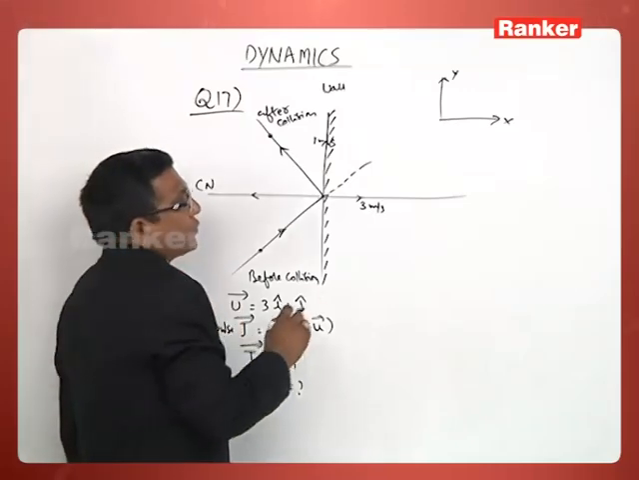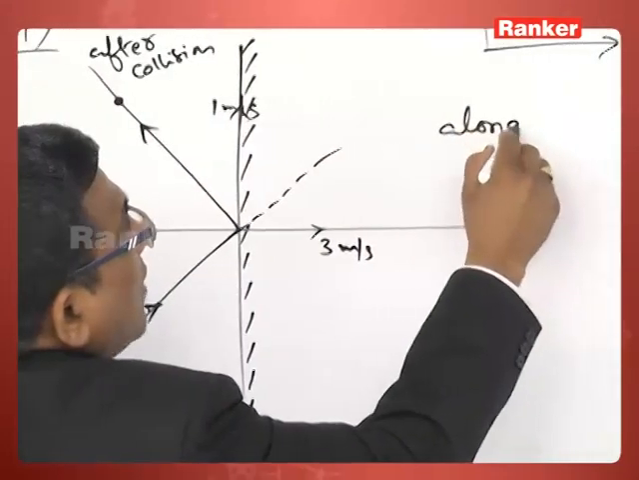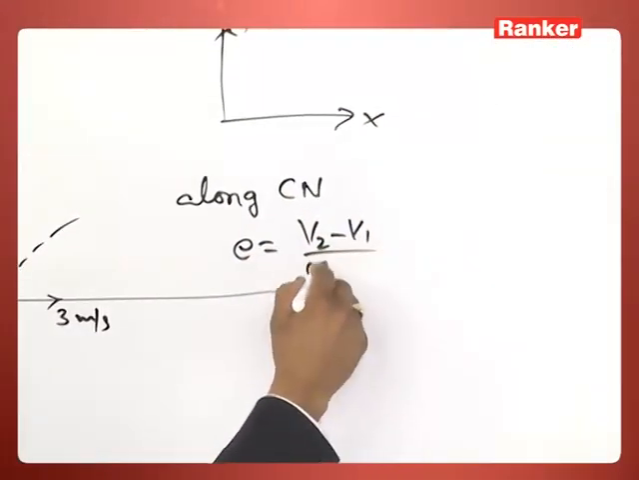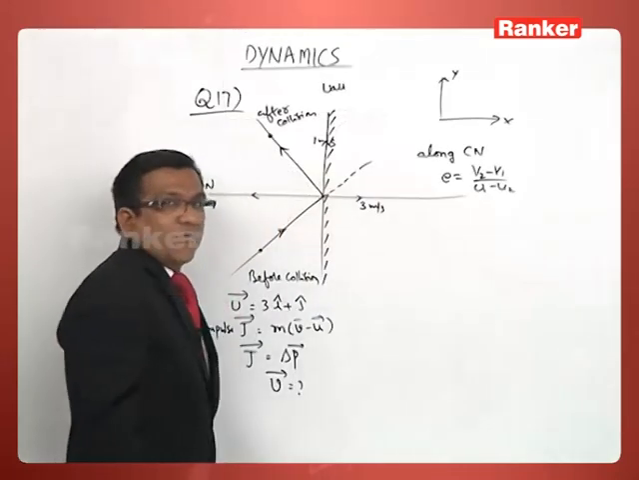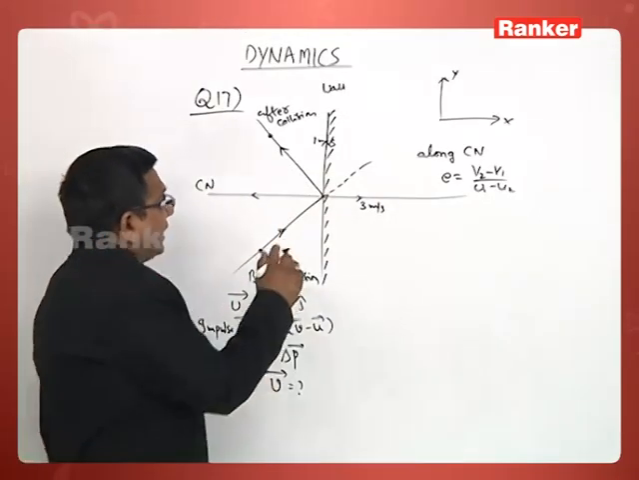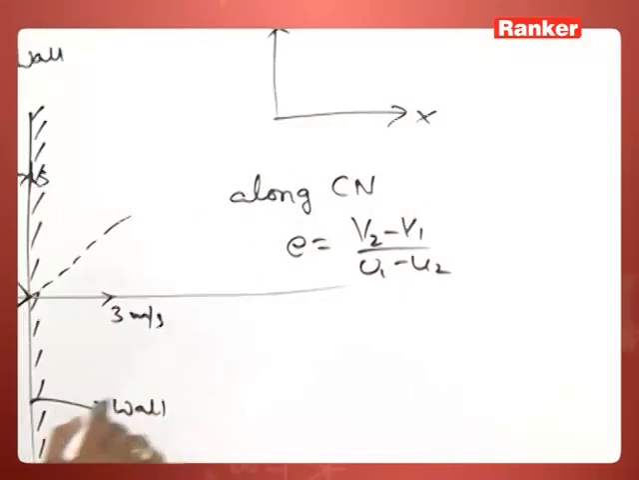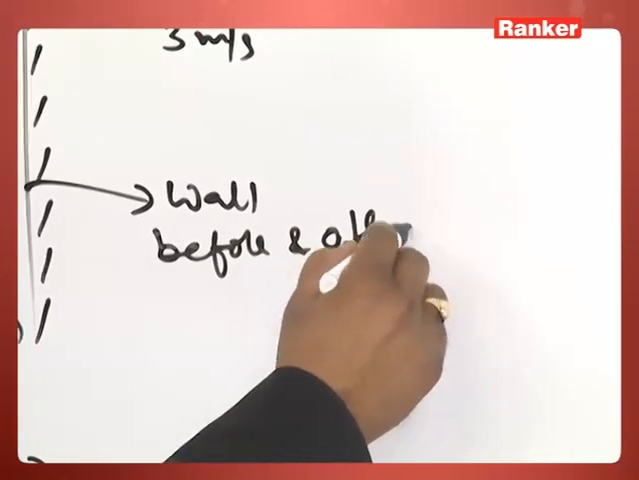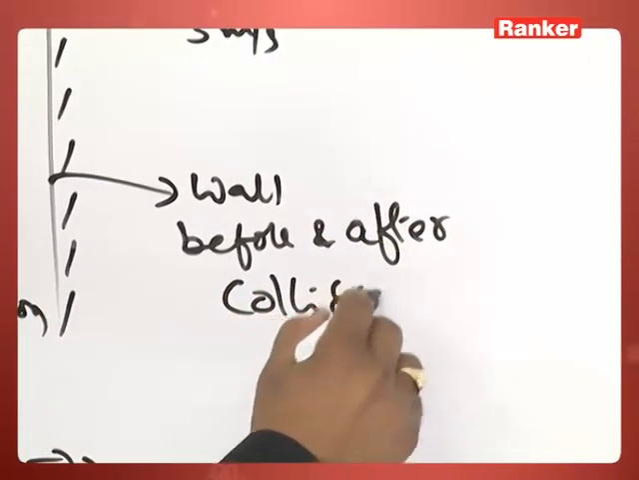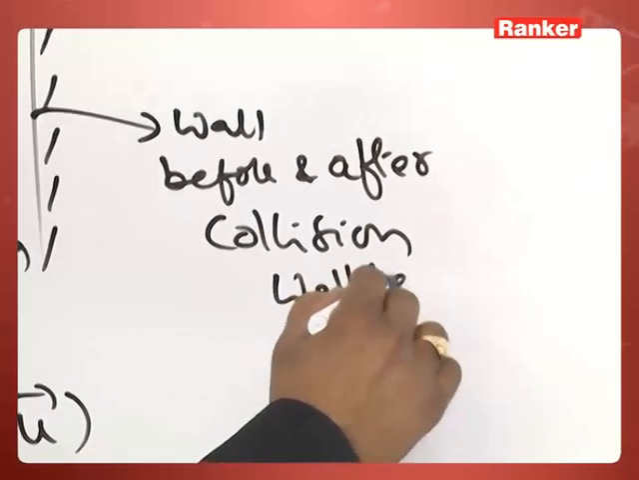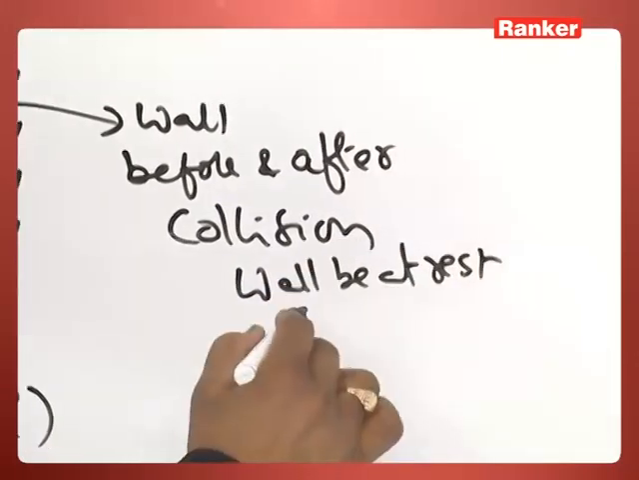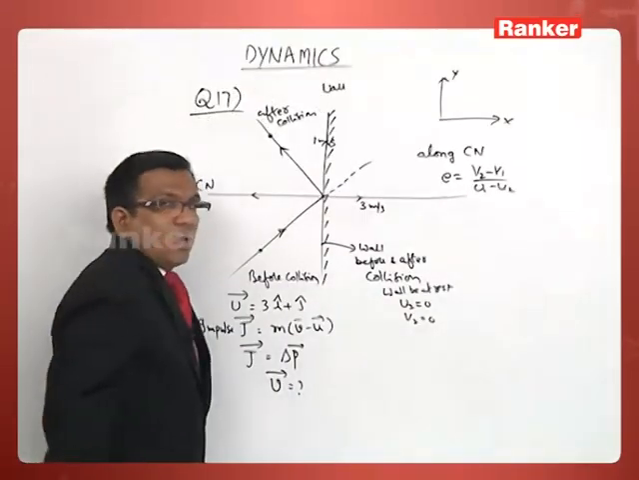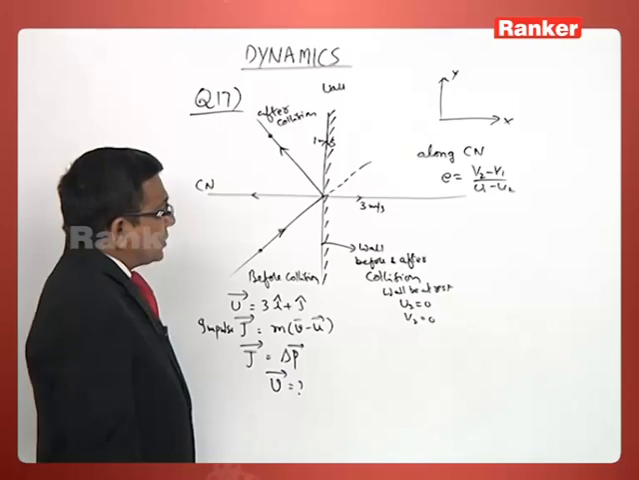As the coefficient of restitution is given along the common normal, I can write e equals v2 minus v1 by u1 minus u2. This is the formula for the coefficient of restitution. But here, this is the wall. Before collision and after collision, the wall will be at rest. So I can take its velocity u2 as 0 before collision, v2 as 0 after collision. So u2 and v2 will be 0.